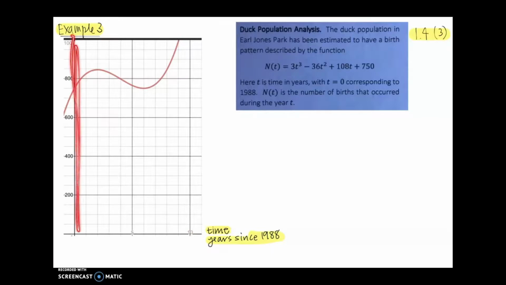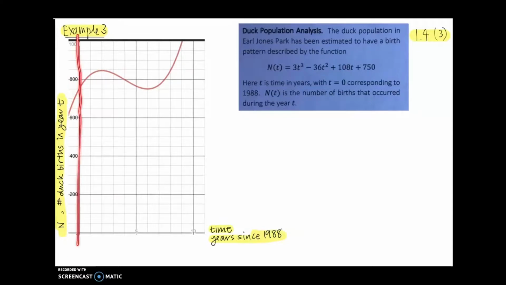What's the vertical axis representing then? That's our variable n, and it's the number of births that occurred during that year. So number of duck births, number of duck births in a particular year. Now that we know what all this stuff is representing, we can answer a series of questions about the years and maybe the duck births during a year.